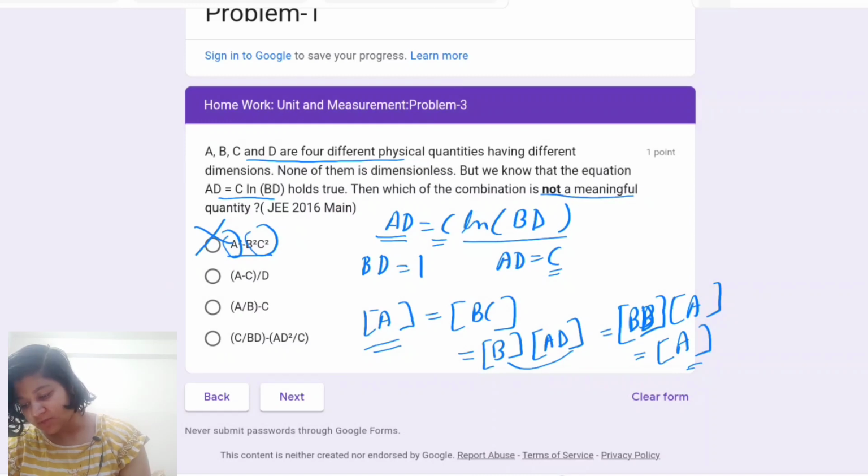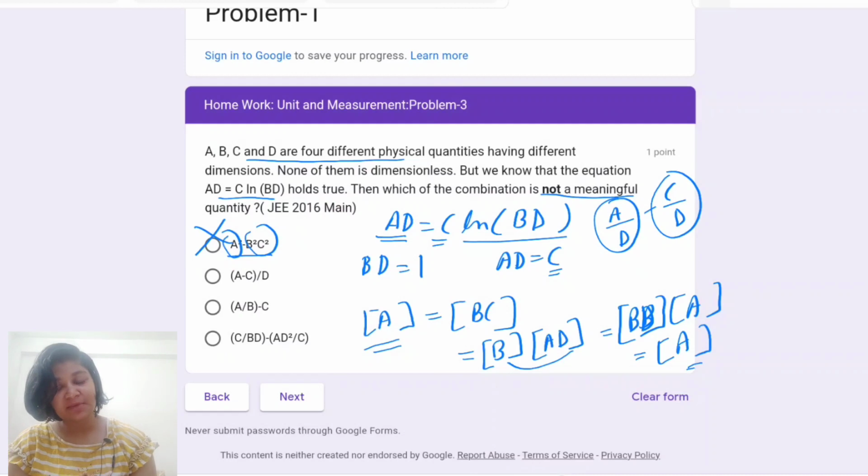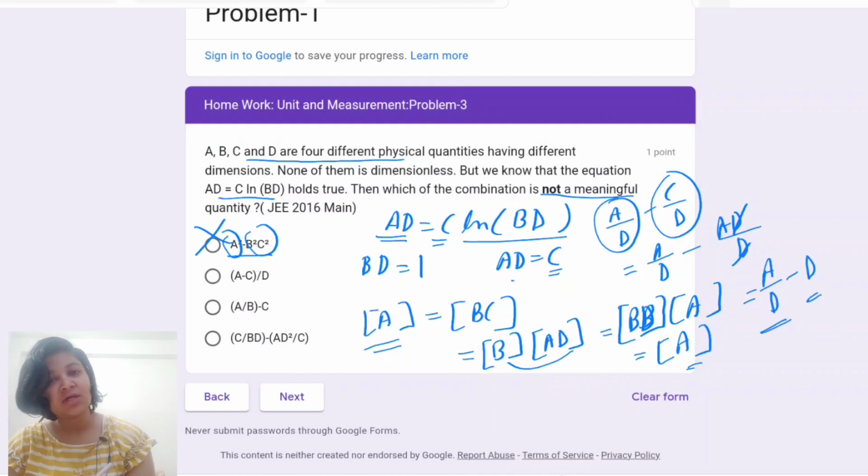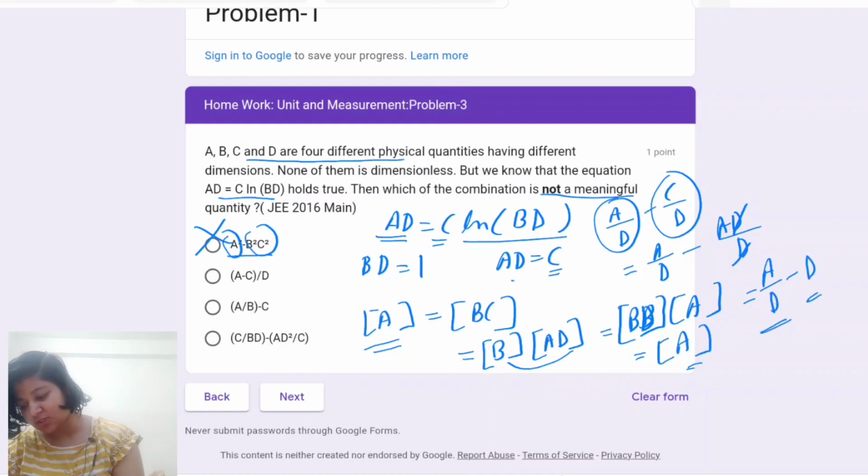They want to know which is not a meaningful quantity. A minus C by D, that means A by D minus C by D. So both of these must have the same dimension for this to be meaningful. Now let A by D minus C be equal to AD using this equation. So AD by D, D and D cancel out and it becomes A by D minus D. So obviously these two do not have the same dimension. So this is a meaningless quantity.